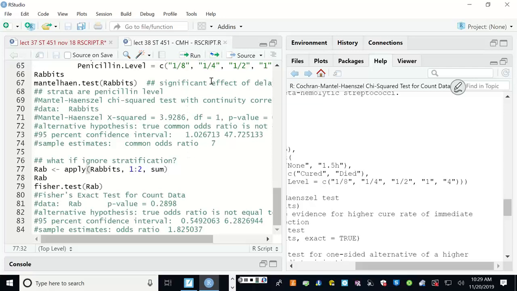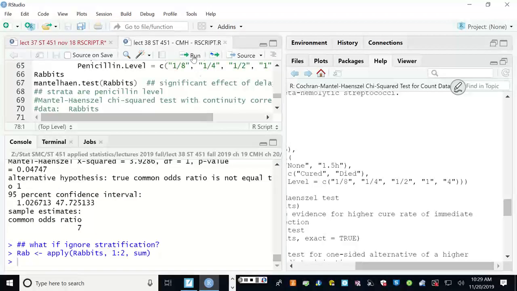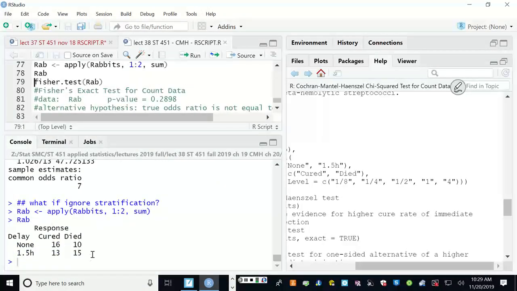If you apply this, the 2x2 table comes out like this, right? Does that look so imbalanced? Out of these 26, 16 cured, 10 died. Out of these 28, 13 cured, 15 died. 16 out of 26 certainly is higher than 13 out of 28. But you don't see many of those cases where you have zeros.